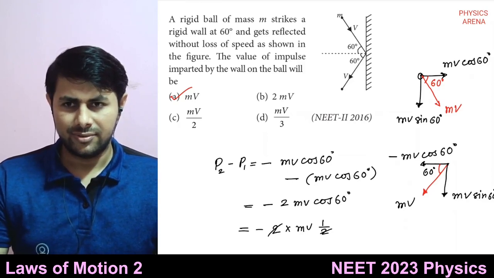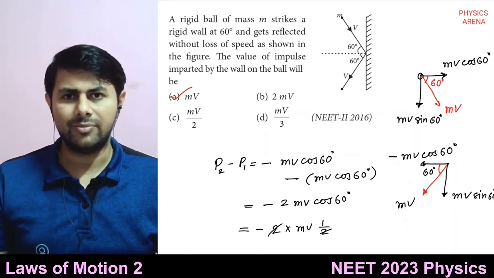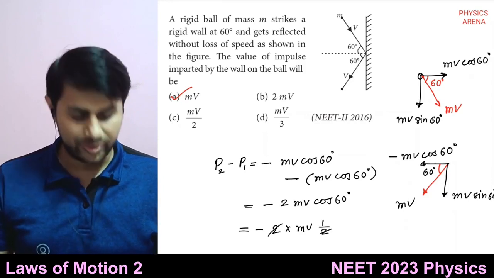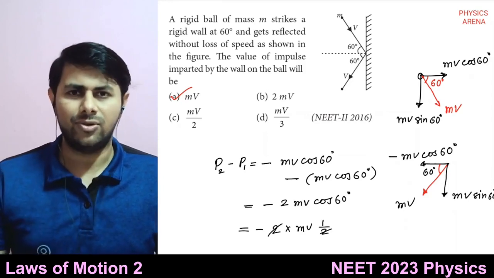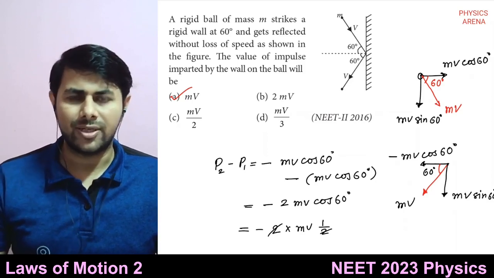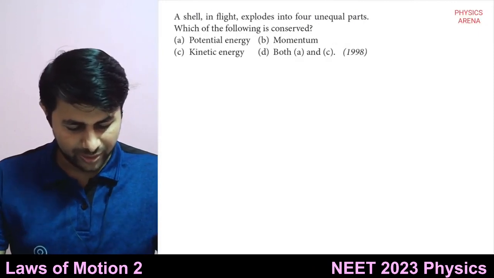If the angle with the horizontal is theta, the change in momentum is 2 mv cos of theta. Directly you can write change in momentum as 2 mv cos of theta, and divided by time it is your force. If momentum is asked, then 2 mv cos of theta is the change in momentum. Let's solve some problems based upon this.